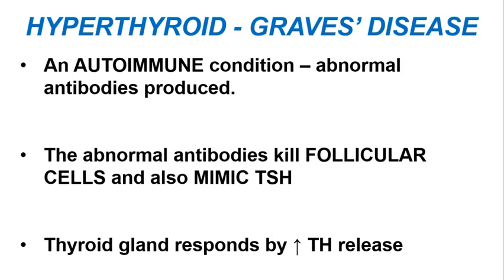This disease is a condition in which the immune system produces abnormal antibodies that will attack the thyroid gland. These abnormal antibodies will cause the immune system to attack and destroy the follicular cells, but at the same time they will also mimic TSH. So in response to this, because the thyroid gland thinks that there's an abundance of TSH around, the thyroid gland will increase its release and secretion of thyroid hormone.